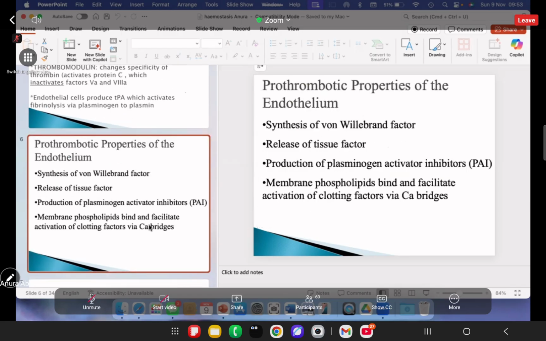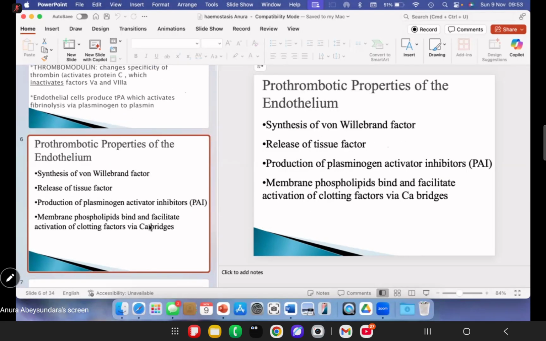Automatically. And now, what are the prothrombotic properties of the endothelium? The endothelium can clot too. The endothelium has a balance. One thing is it prevents clotting. On the other hand, it promotes clotting as well. So it has a balance always.